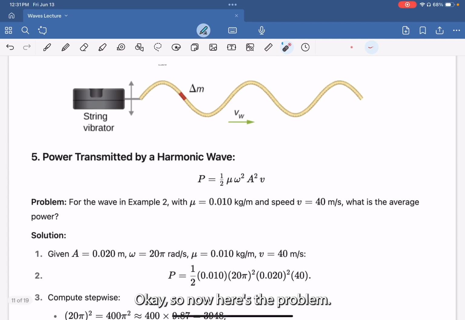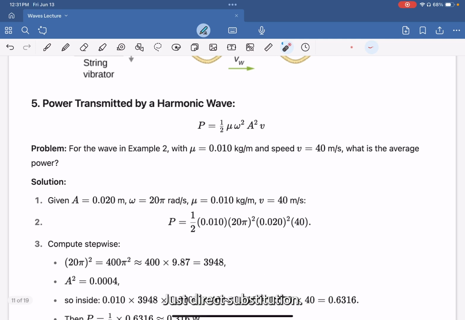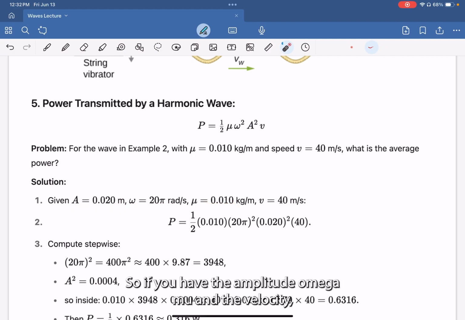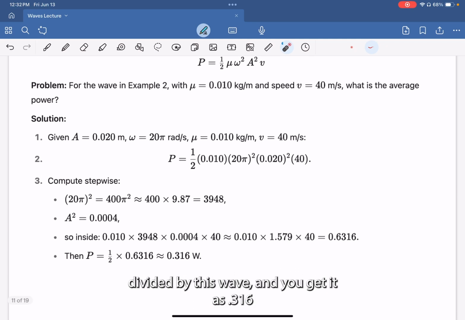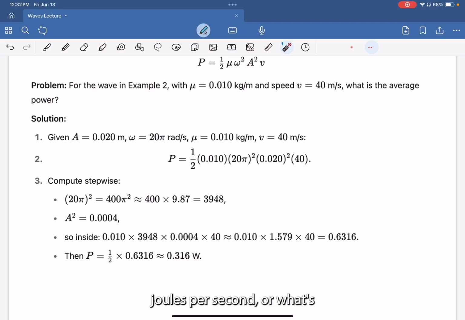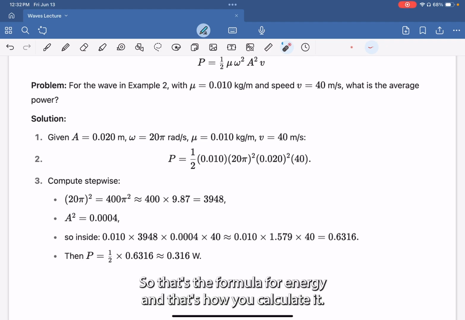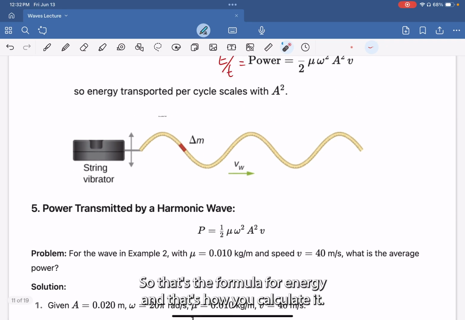Okay, so now here's the problem, just direct substitution. If the mu is given, speed is given, what's the average power? Now, this is taken from another example, so all the other quantities were given in that example, which is written down here. So if you have the amplitude, omega, mu, and the velocity, you just have to plug everything in and you would get the power transmitted by this wave. And you get it as 0.316 joule per second or watts. So that's how you work it out. So that's the formula for energy, and that's how you calculate it.